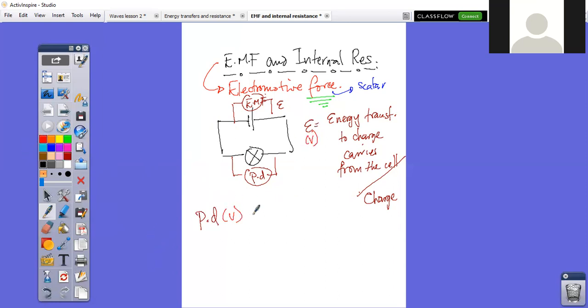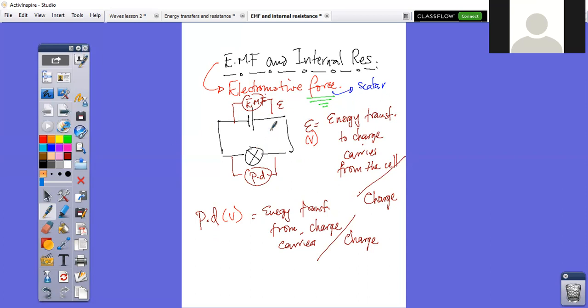PD is given by the energy transferred from the charge carriers, divided by charge. So all of them are the same really, but one is dealing with the energy transferred to the charge carriers, whereas PD is the energy transferred from the charge carriers. Do you understand that? Yes, I do.